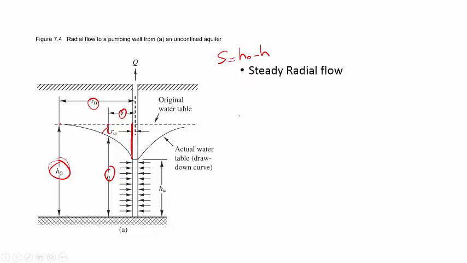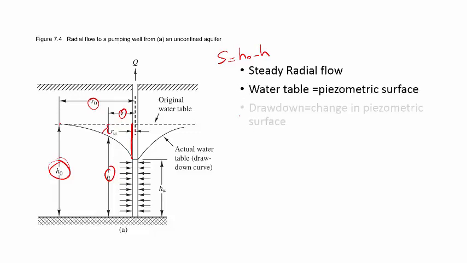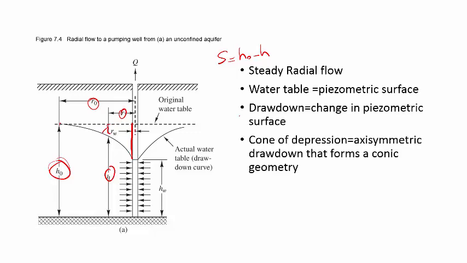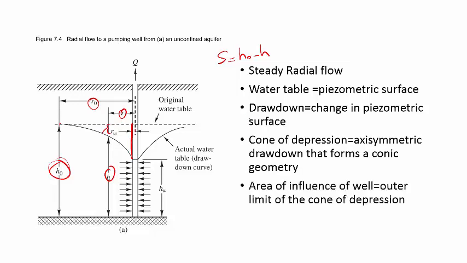So we have in unconfined aquifers a steady radial flow. Water table equals the piezometric surface. The drawdown is the change in piezometric surface, and the cone of depression is axisymmetric drawdown that forms a conic geometry. So it's like a cone. The area of influence of the well is the outer limit of the cone of depression.